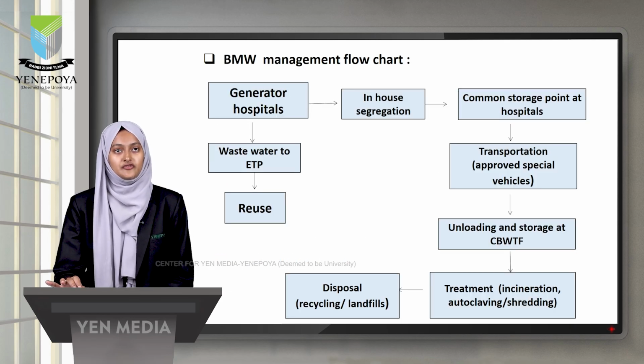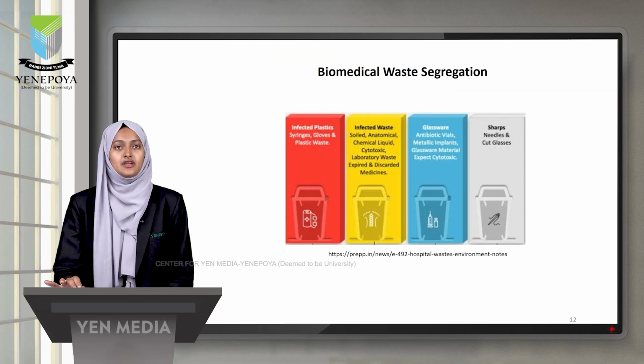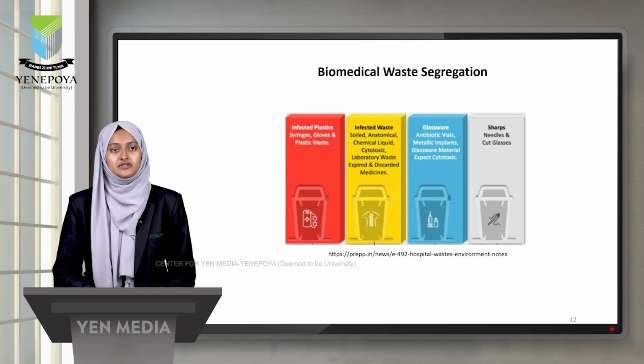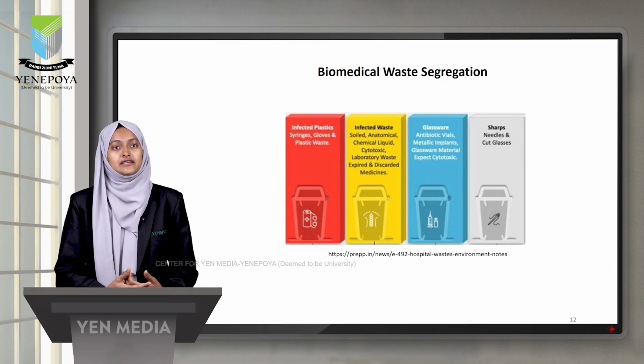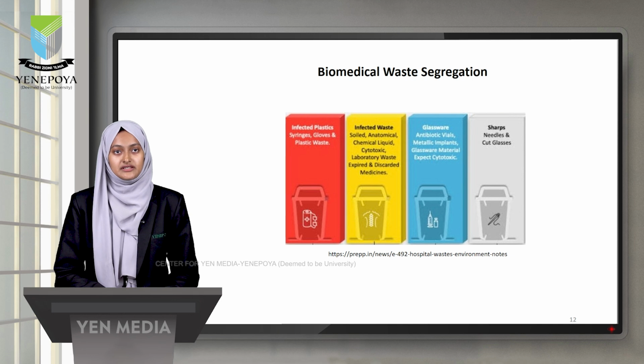So here we have the flow chart as well. And how do we segregate the biomedical waste? We have 4 color-coded bins: red, yellow, blue and white. What goes into the red bin are infected plastics like syringes, gloves and any other plastic waste, maybe the urine bag as well. And what goes into the yellow bin? Infectious non-plastic waste like anatomical waste, soiled waste, cytotoxic laboratory waste, expired and discarded medicines.